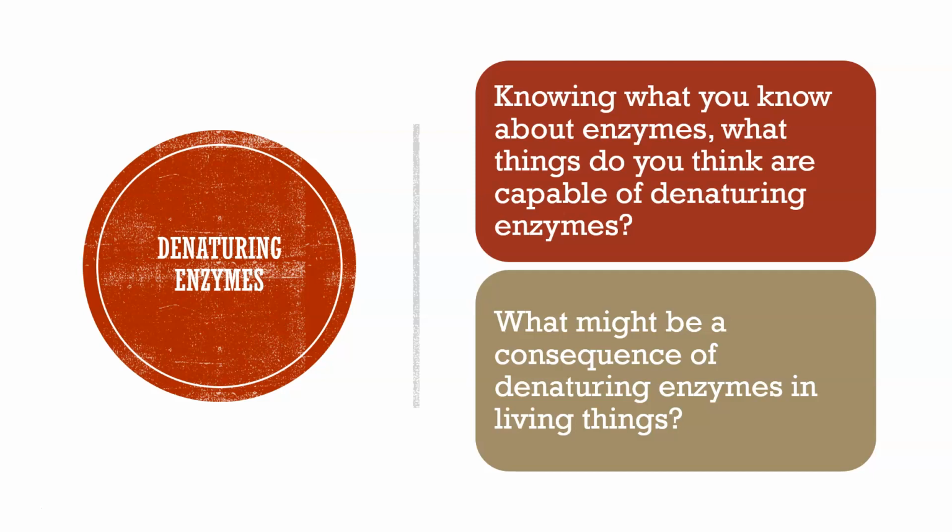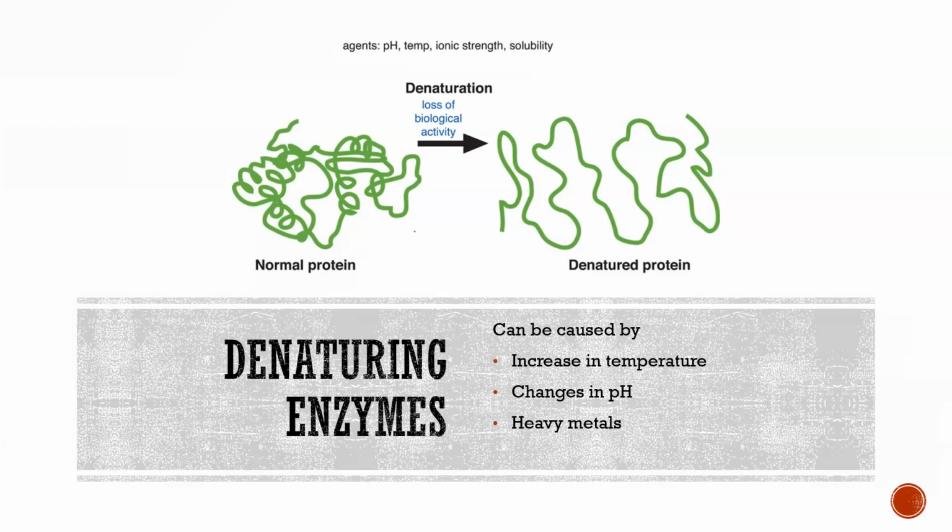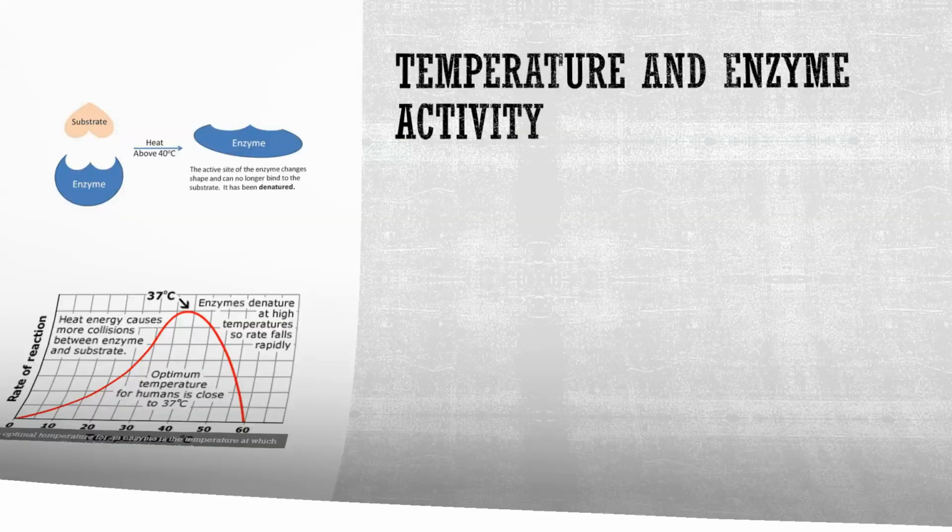What might be a consequence of denaturing enzymes in living things? So if you've got a living organism and the enzymes start to denature, then processes of the metabolism will not occur. That is the end of that living thing. Here we go. So picture that you've seen before in our proteins, okay, and the things that can cause the denaturing of enzymes is that increased temperature, changes in pH, and heavy metals.